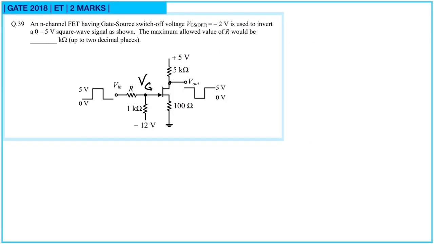Next question, 39. An N-channel field effect transistor having gate source switch off voltage VGS off equal to minus 2 volt is used to invert a 0 to 5 volt square wave signal as shown. The maximum allowed value of R would be. So we have to find the value of R. Now this point is gate and this corresponding voltage, let it be VG. This is source and this is drain.